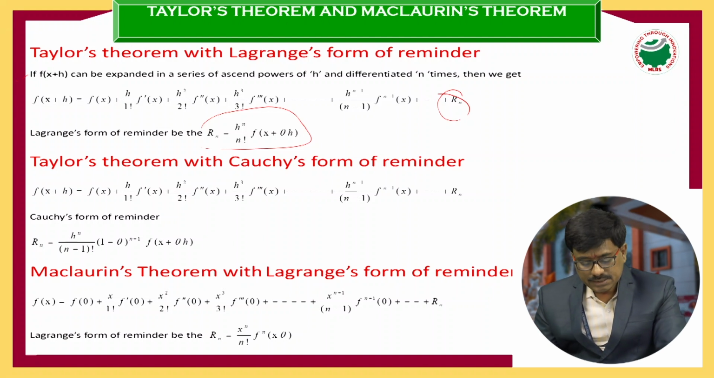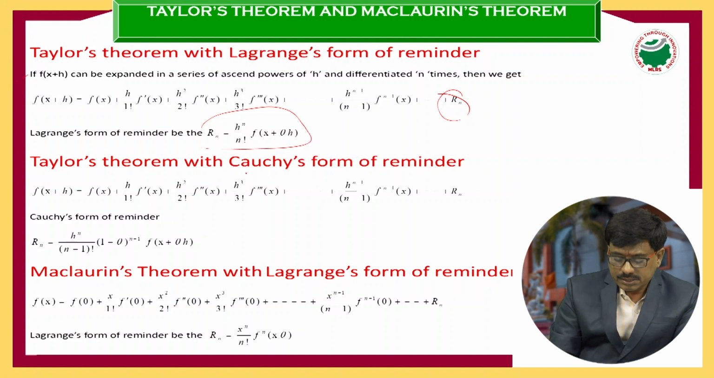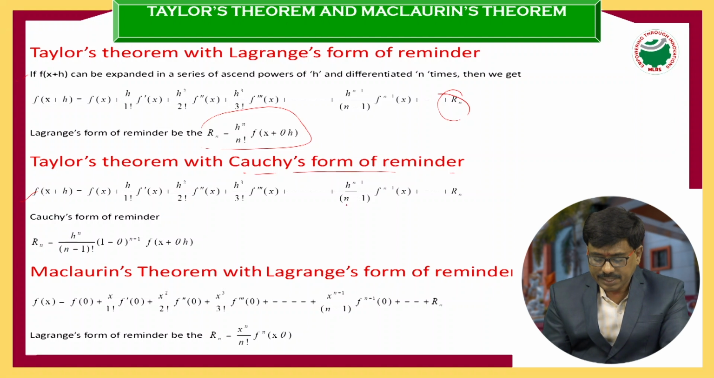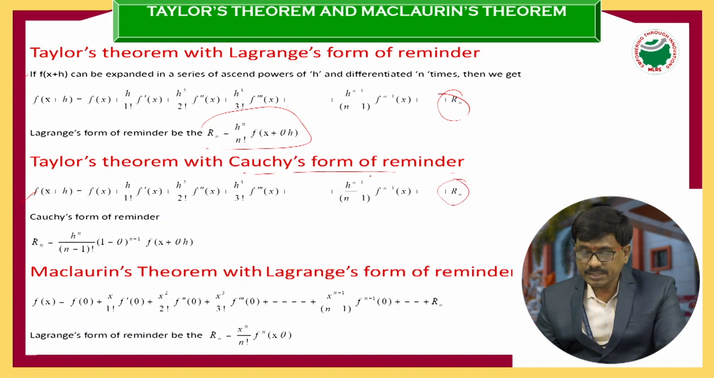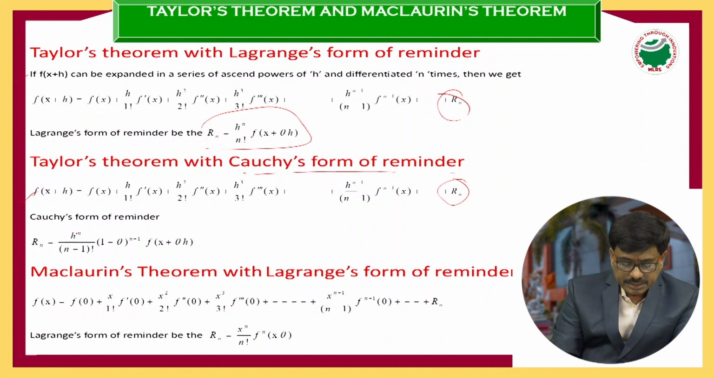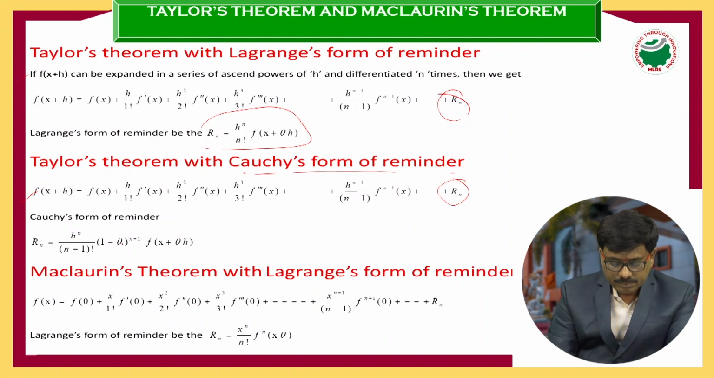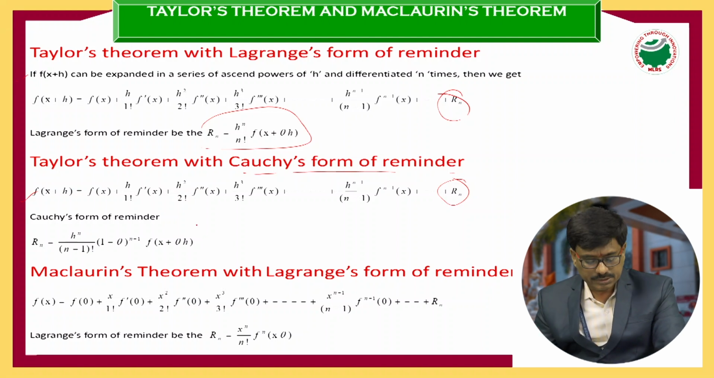Similarly, Taylor's theorem with Cauchy's form of the remainder. In the same expansion of f(x+h) up to h^(n-1), the Cauchy's remainder Rn is h^n/(n-1)! (1 - theta)^(n-1) f^n(x + theta h). This is Taylor's theorem in the form of Cauchy's remainder.